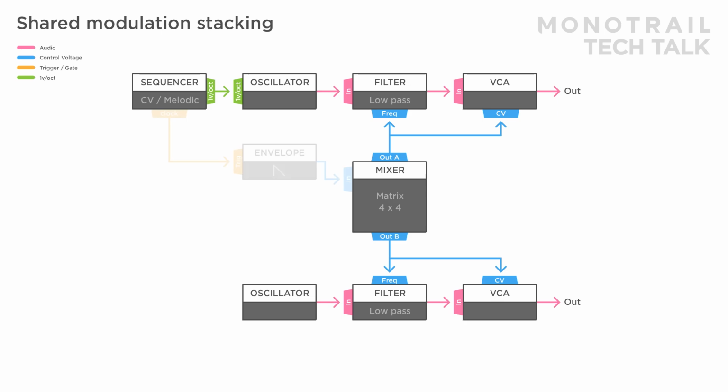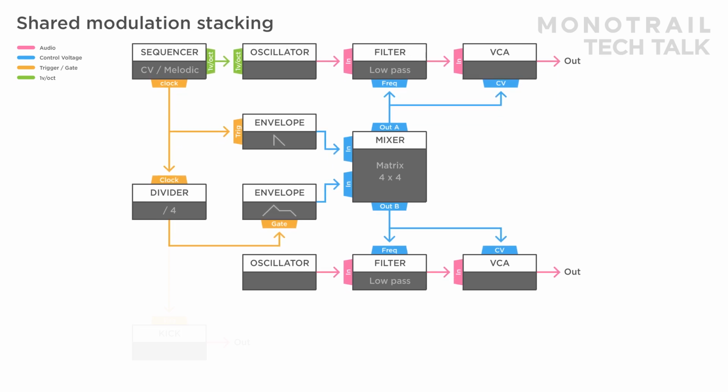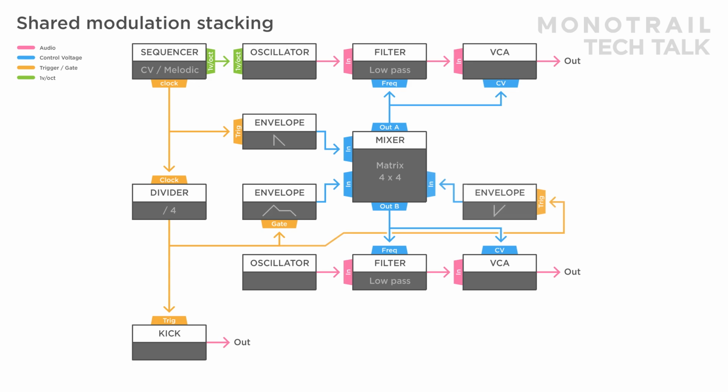The master clock is triggering an envelope sent to the matrix mixer. The same clock is sent to a divider, gating an envelope for interesting tempo sync movement. That same division is triggering a kick sample as well as an inverted envelope for a pumping sidechain effect. And finally, a copy of the clock is triggering a gate sequencer creating a gate pattern.